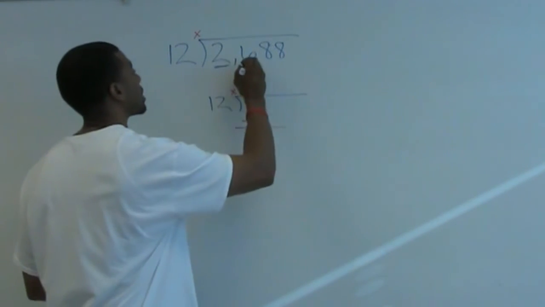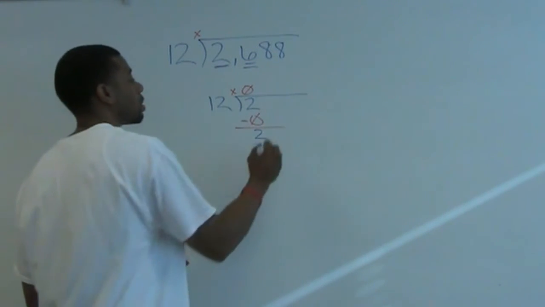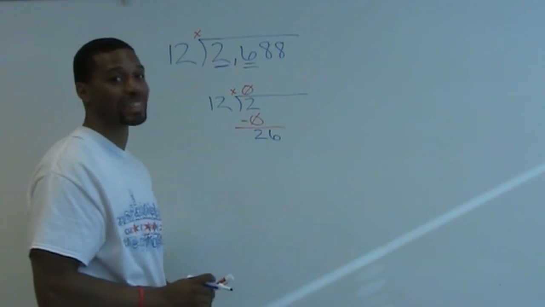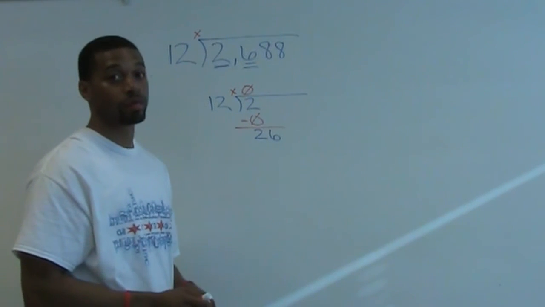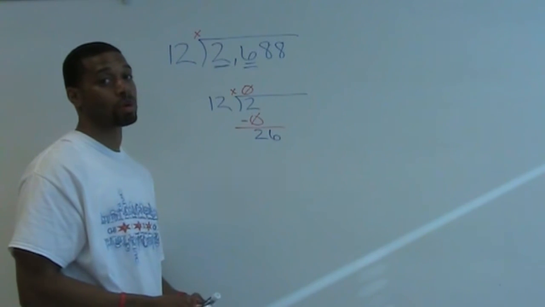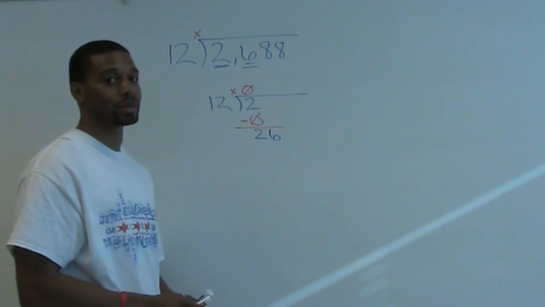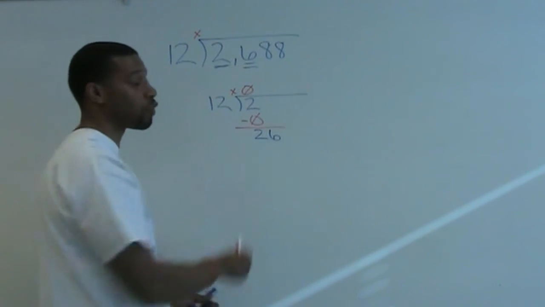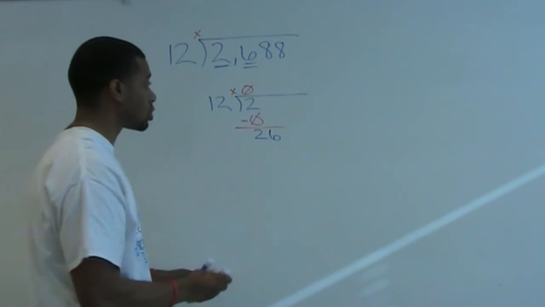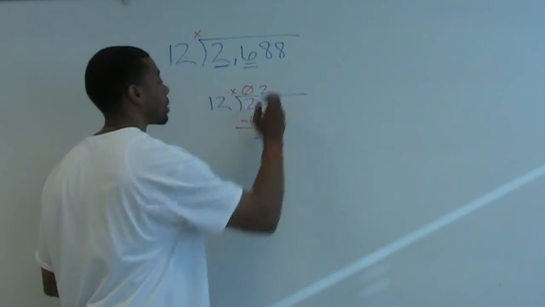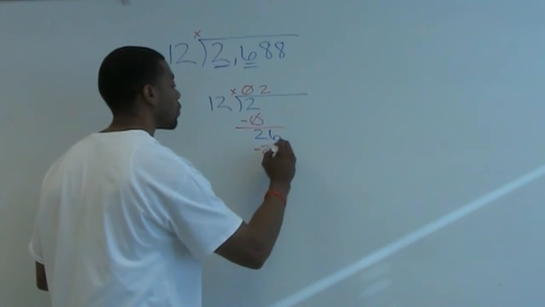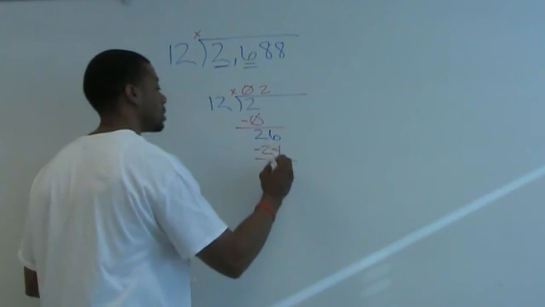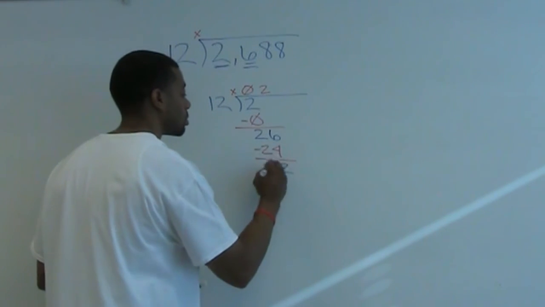And now we're going to go to our second digit, which is 6. We're going to bring our 6 down right next to our remainder, which was 2, making our new number 26. 12 times 1 is 12. 12 times 2 is 24. And 12 times 3 is 36. 36 is larger than 26, but 12 times 2 is 24, which is right under 26. So we're going to go with 2. 12 times 2 again is 24. We're going to subtract 24 from 26, leaving us with 2.